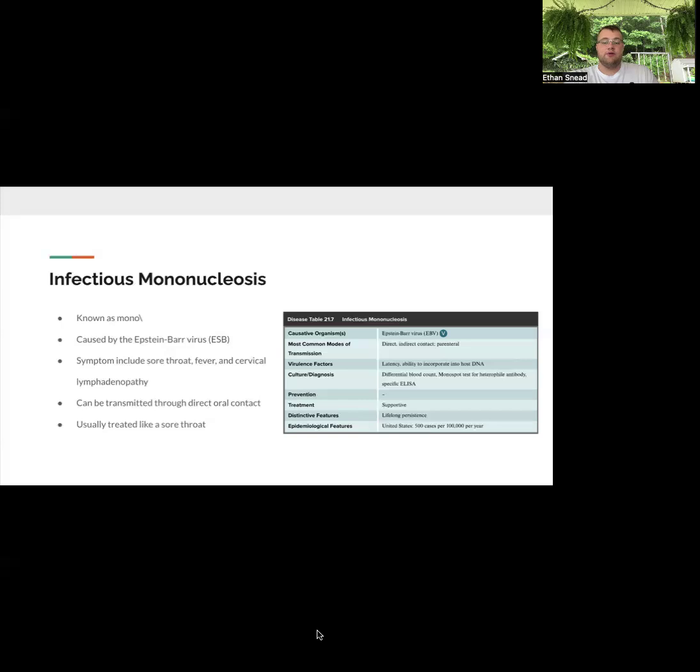And to the right here, there is another disease table from our textbook, which gives the causative agents, the most common modes of transmission, prevention, treatment, and so forth.